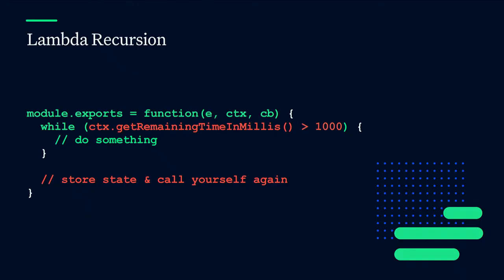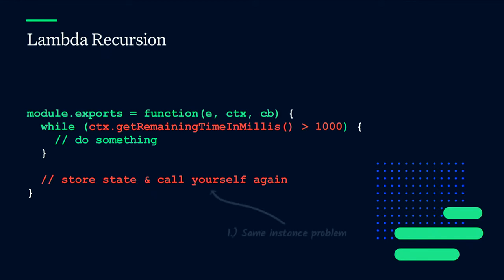And this could look like this. So you have your function and you're doing certain stuff. And if you are processing certain issues, you might check how much time is actually left for my function. And if I don't have enough time left anymore, I just store my state and call myself again. But there are two problems arising here.